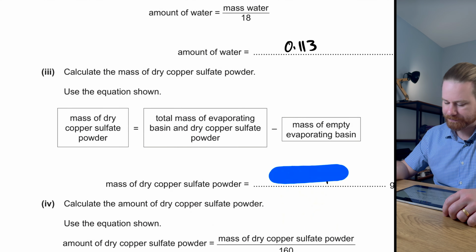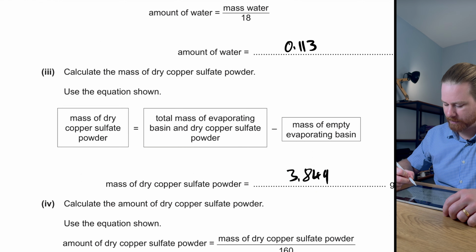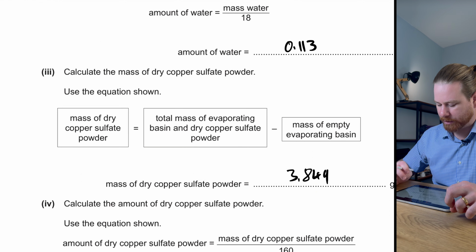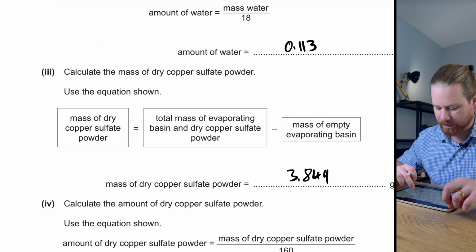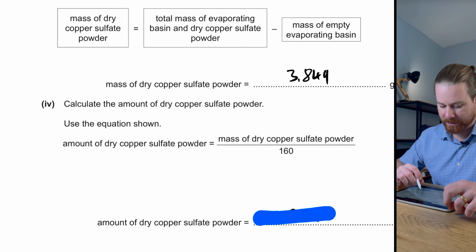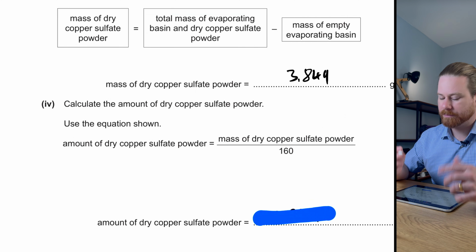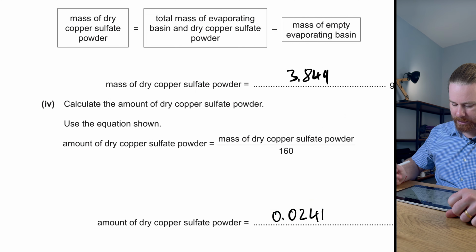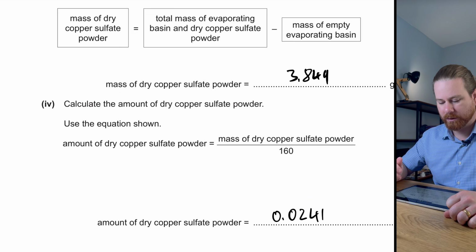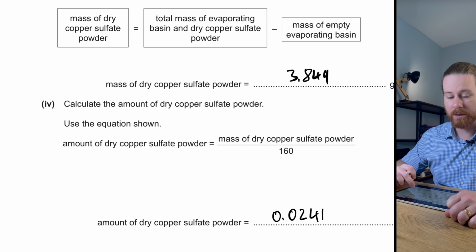0.113 moles. Another calculation to do. So again, we're just putting in some numbers, and what are we getting? 3.849. So this is the mass of the dry copper sulfate powder. Calculate the amount of dry copper sulfate powder. Again, we've got the equation. So here we go. So this is the number of moles of the dry copper sulfate powder.